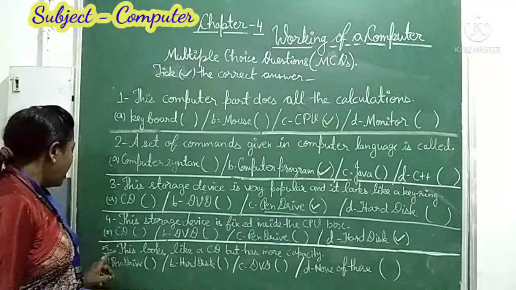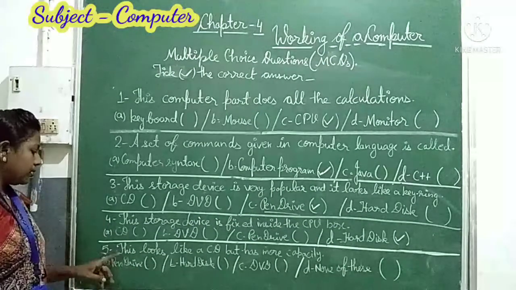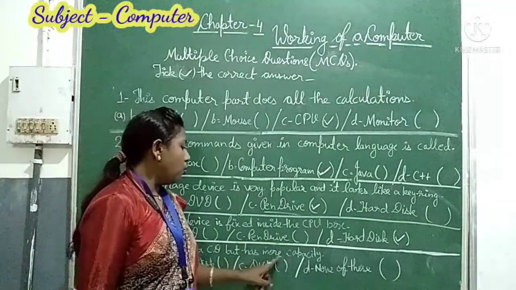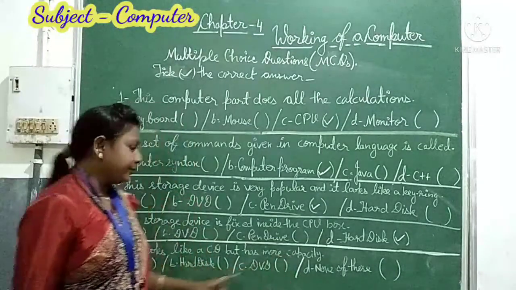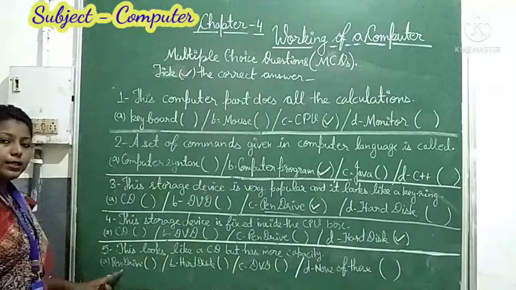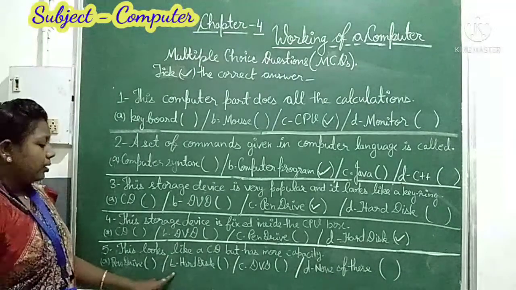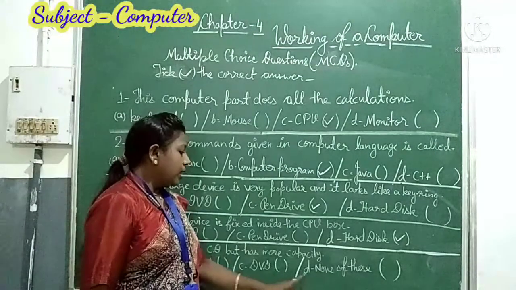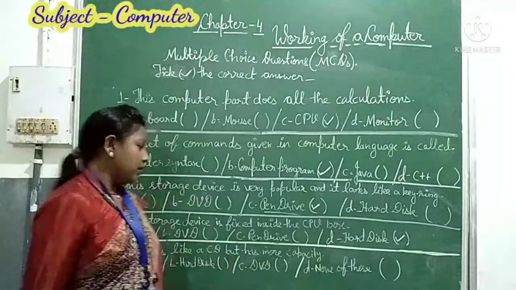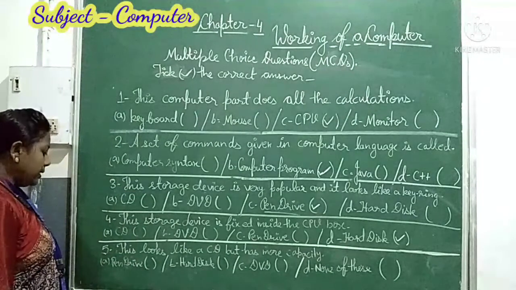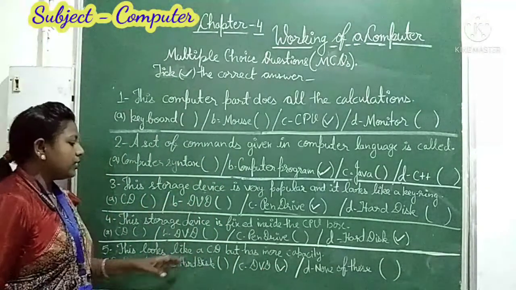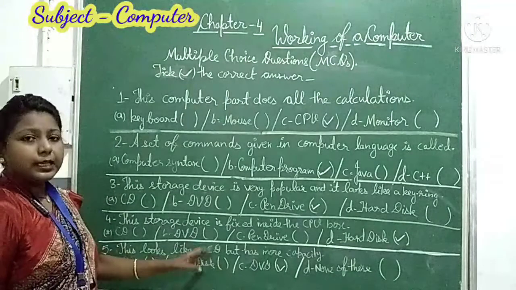Okay? And your fifth question is, this looks like a CD but has more capacity. And your answer options are A. Pen drive, B. Hard disk, C. DVD, D. None of these. And your correct answer is DVD, because DVD is better than CD.